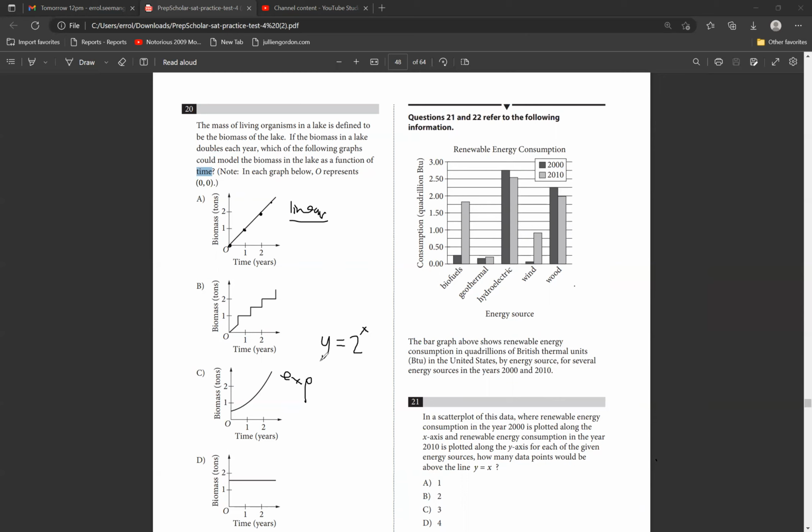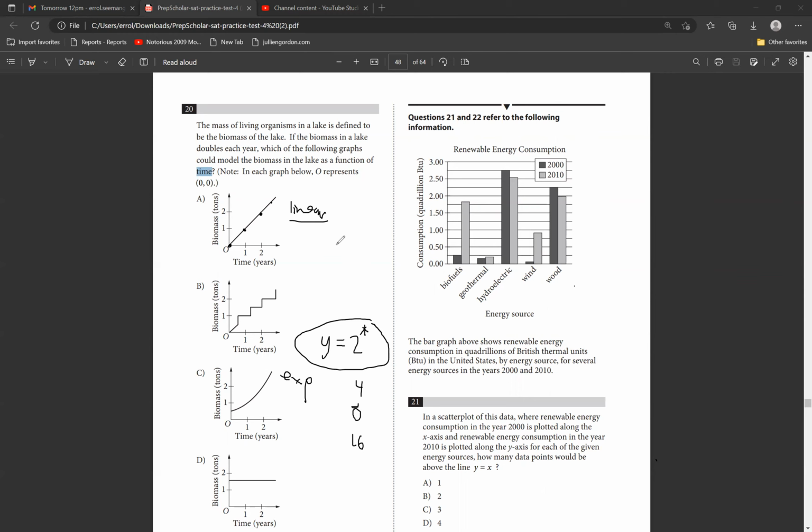But what do you call it? The formula that we're looking for is something like this. It's doubling each year. So first year, it's 2. Second year it's 4, third year it's 8, and so on, right? That's exponential, right? Something like C.